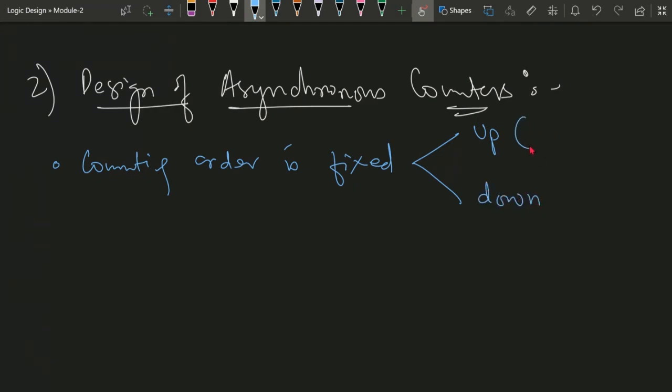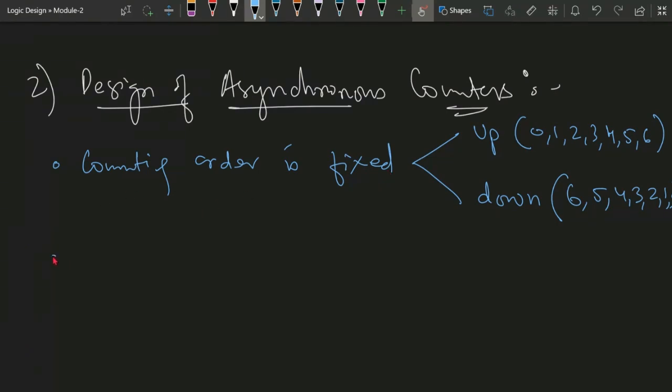An up counter will be counting 0, 1, 2, 3, 4, 5, 6 likewise. In a down counter it will be from 6, 5, 4, 3, 2, 1, 0 likewise. So this will be the down counter. So in case of asynchronous, it could be either an up counter or a down counter. Its counting will have a fixed order.